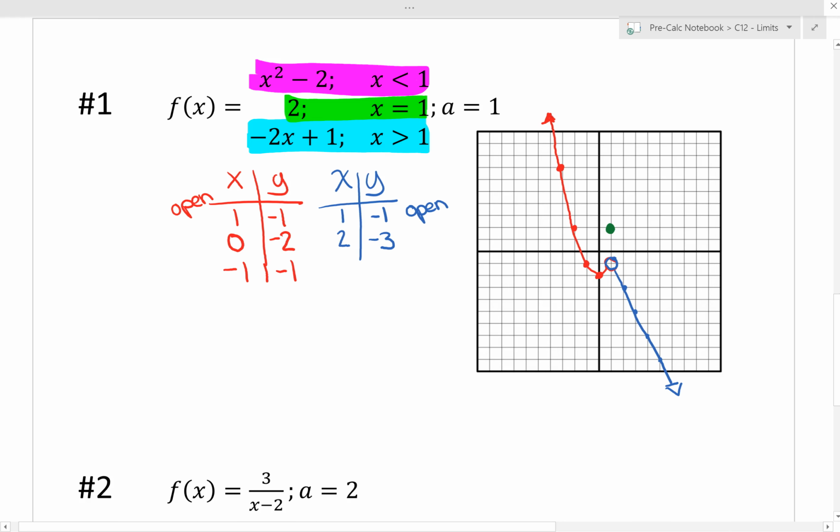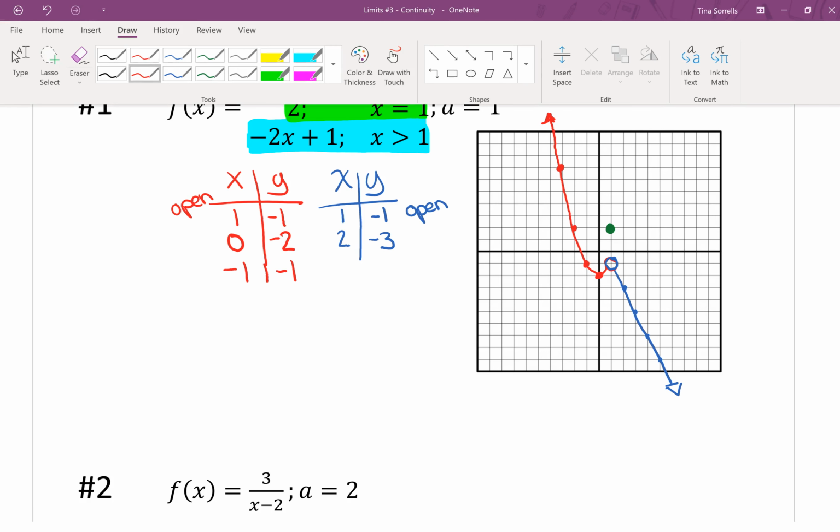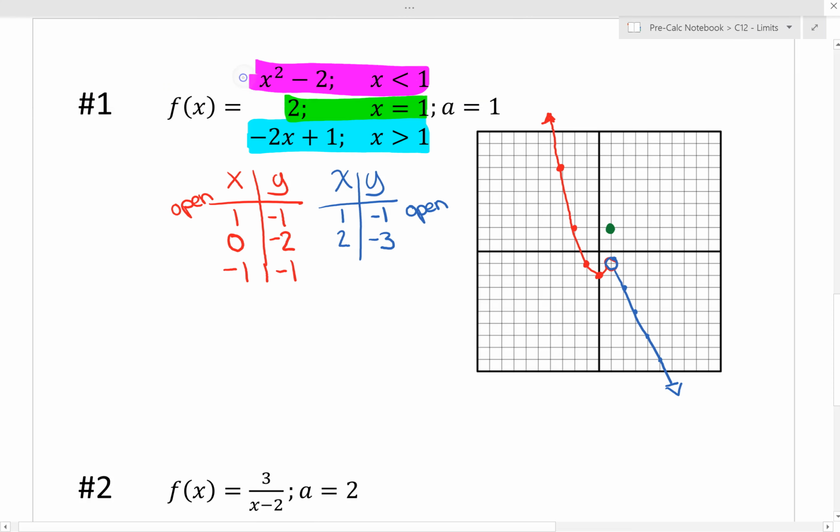Okay, so part A is done. Part A is to just graph the function. So then let's look at the rest of the parts. Part B wanted you to find what f of a was. So this is part B. So here's what a is.